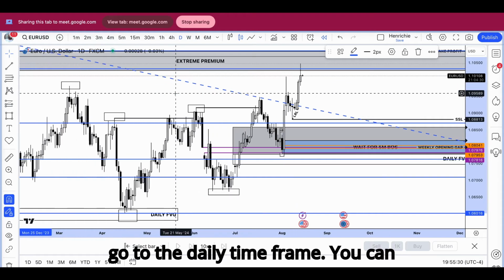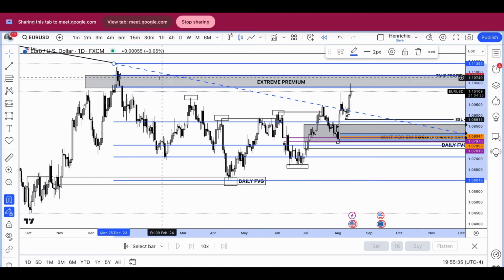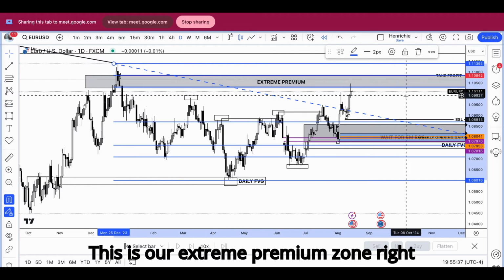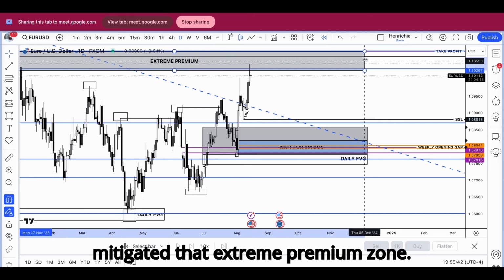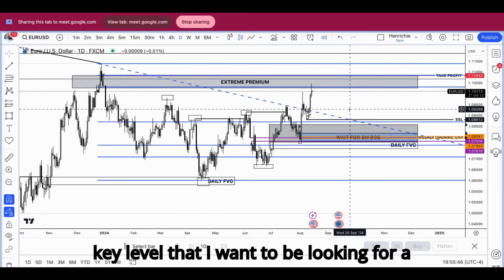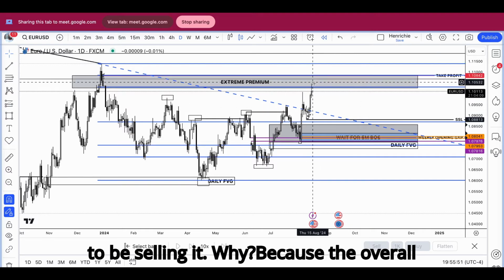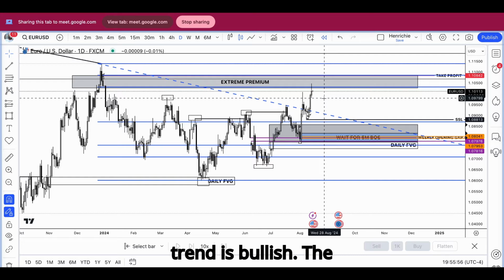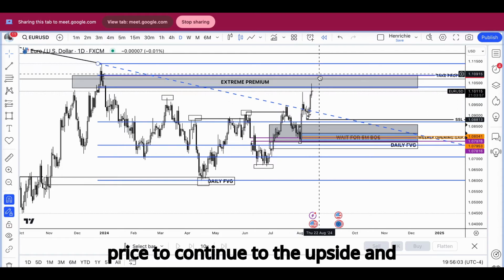We'll go to the daily time frame. You can see very clearly low, high. This is our extreme premium zone. Right here, you can see that price has actually mitigated that extreme premium zone. So this is not in any way a key level that I want to be looking for a buy. And also, I'm not going to be selling it. Why? Because the overall trend is bullish. The overall trend is bullish. So all my analysis is for anticipation for price to continue to the upside.